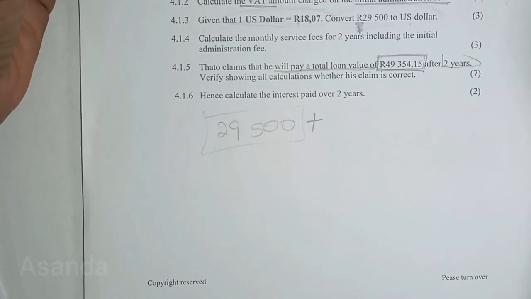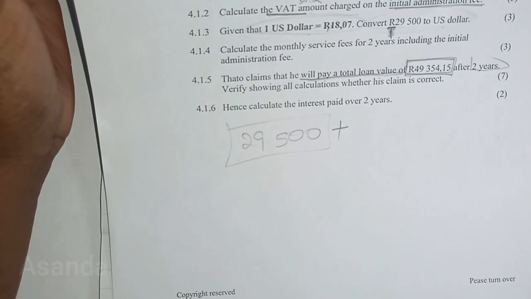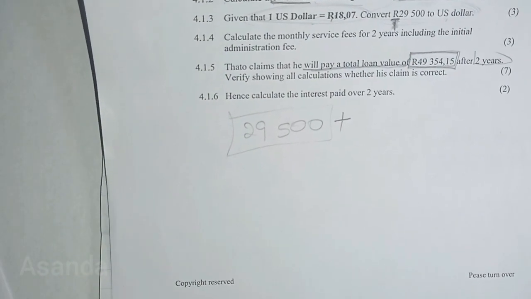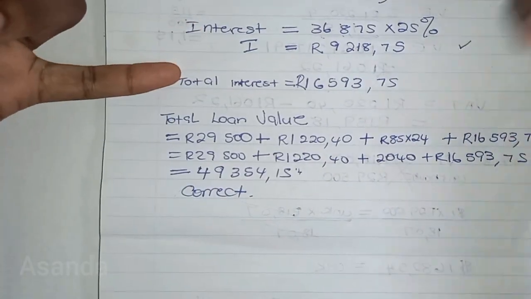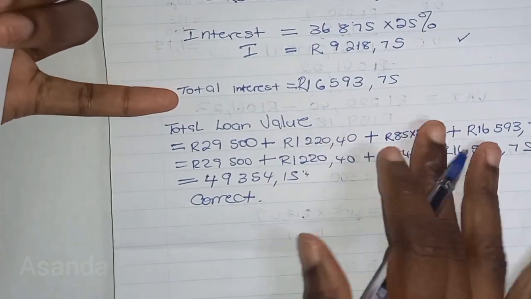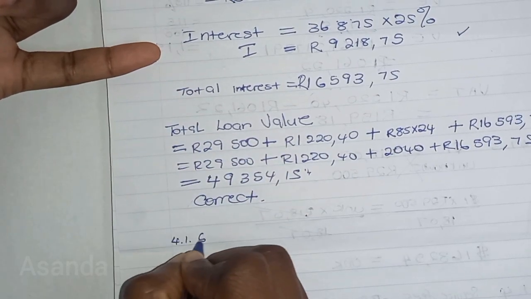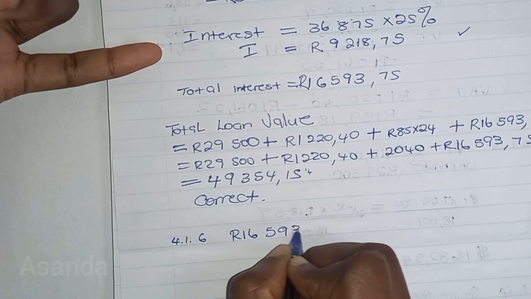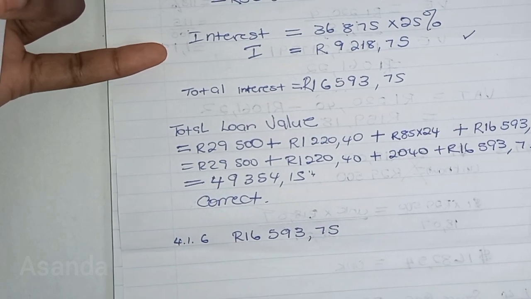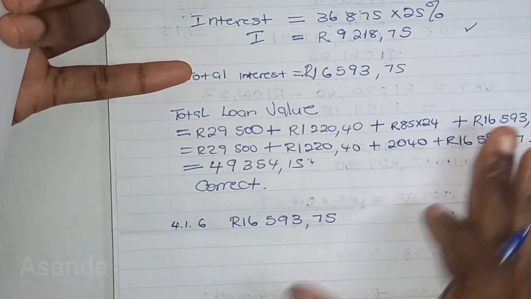So, last question. Hence, calculate the interest paid over 2 years. So they want to know how much is the interest paid over 2 years. I don't need to calculate it. I've already calculated it. It's 16,593 rands and 75 cents. So that's 4.1.6, 16,593 rands and 75 cents. I can double check it, but I know that because I calculated it step by step there, I have it here.